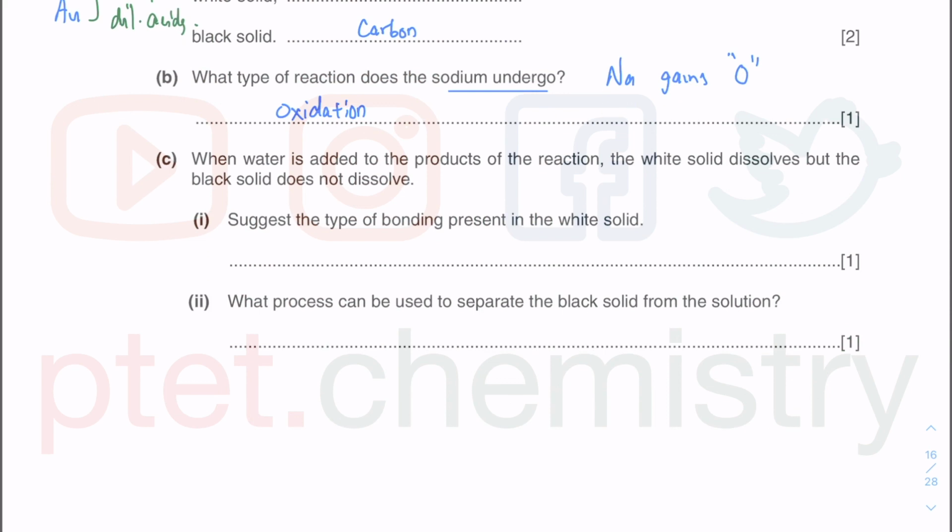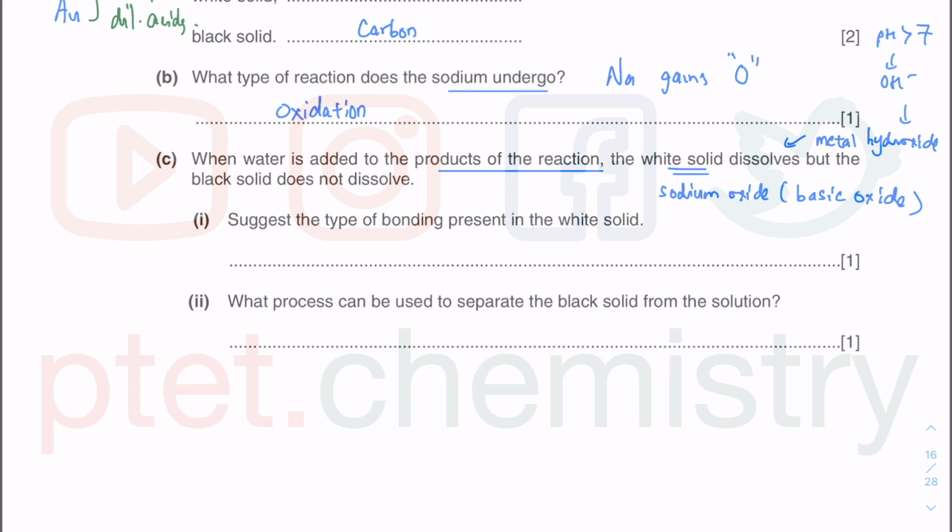Now, when you add water to the products, the exact same thing as the previous question. The white solid was sodium oxide. Sodium oxide is a metal oxide, what you call a basic oxide, because it dissolves in water to give you metal hydroxide. Metal hydroxide contains OH minus, and therefore your pH is greater than 7.